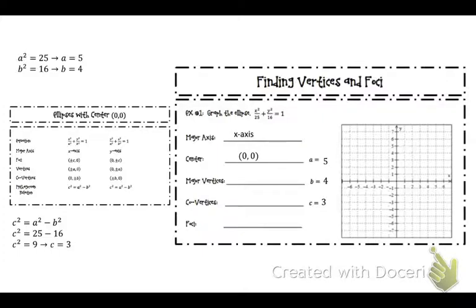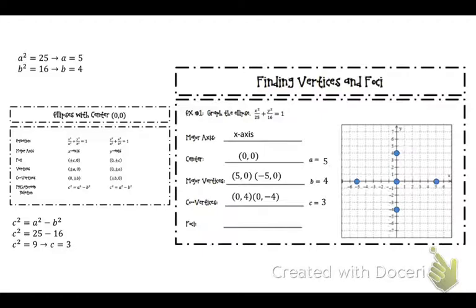Now, for my vertices, I'm going to start by graphing my center at 0, 0. I know my major axis is the x-axis and my a value is 5. So I'm going to go out 5 from that point in each direction. My vertices there are 5, 0 and negative 5, 0. Now for my co-vertices, that's where you use your b value. I already went out on the x-axis, so now I'm going to go up 4 and down 4. So my co-vertices are 0, 4 and 0, negative 4.